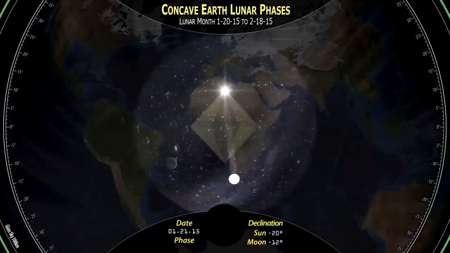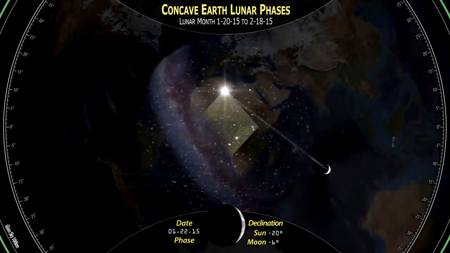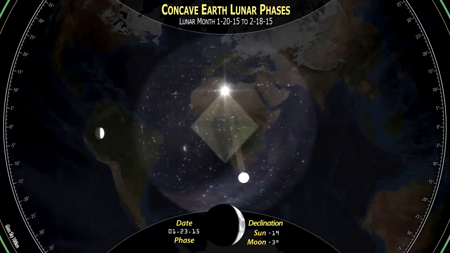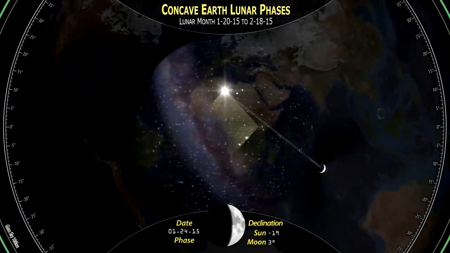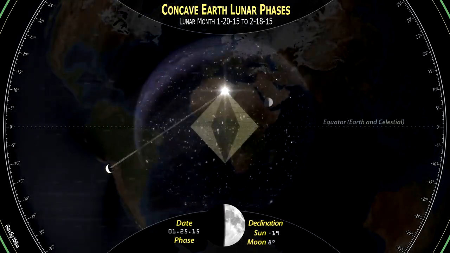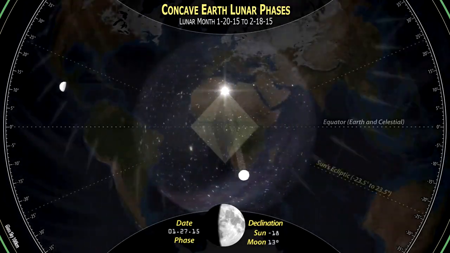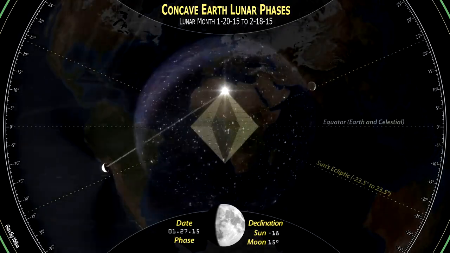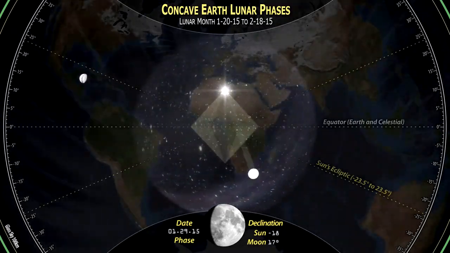Looking front on, we see the declination range of the moon and the sun as they pass across the sky. From left to right, we see the termination line of the moon changing from day to day. We also see the backside of the moon. This is the lunar month of January 20th to February 18th. We see the equator there is actually shared with the celestial sphere. That means there's no tilt to the Earth. We can also see the sun's ecliptic at negative 23.5 to 23.5, which means the sun is oscillating in a cylindrical path from year to year.